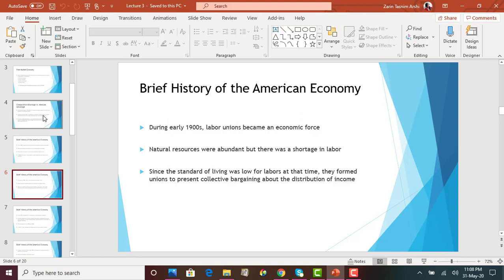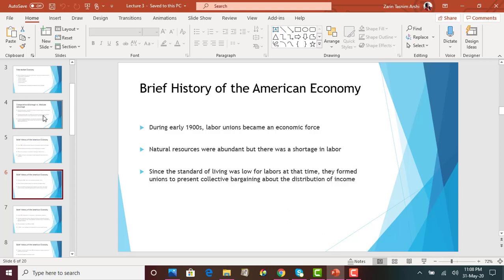Laborers gathered together to demand higher wages. Natural resources were abundant during that time, because there were very few people living at that time. So there were a lot of natural resources, but there was a shortage of labor. People did not have the skills at that time. So many times businesses were taking advantage of them, paying very low wages.